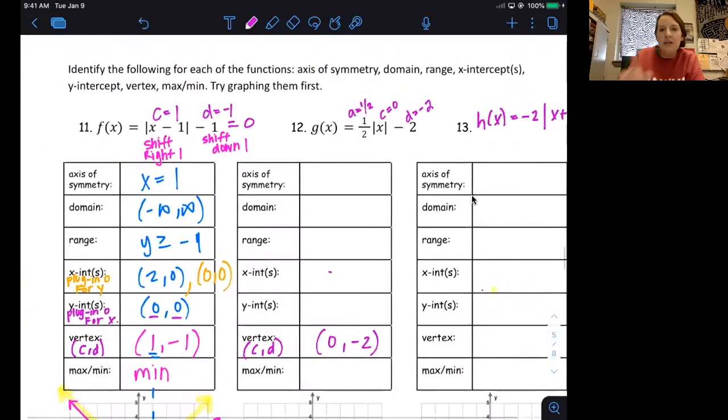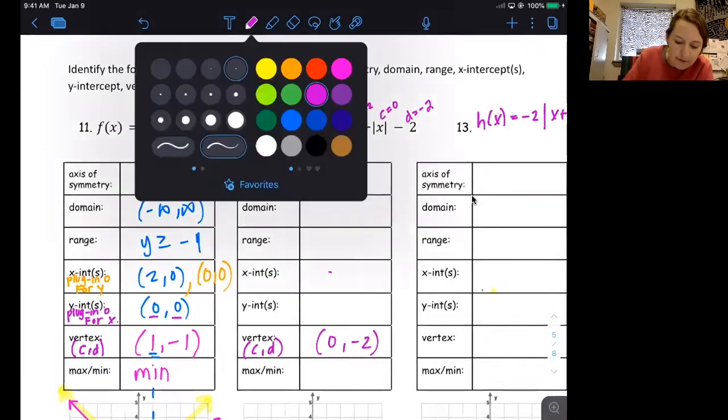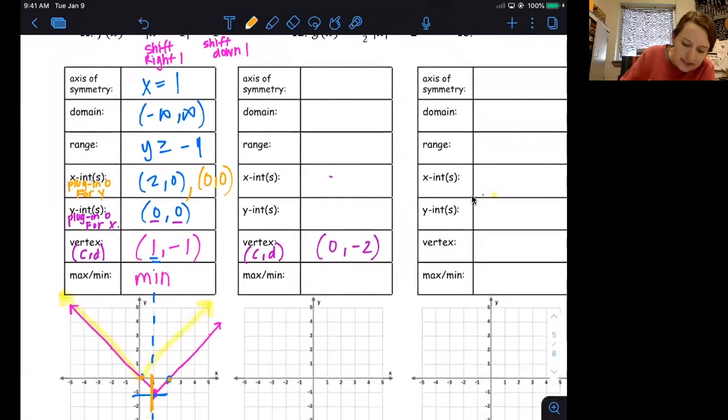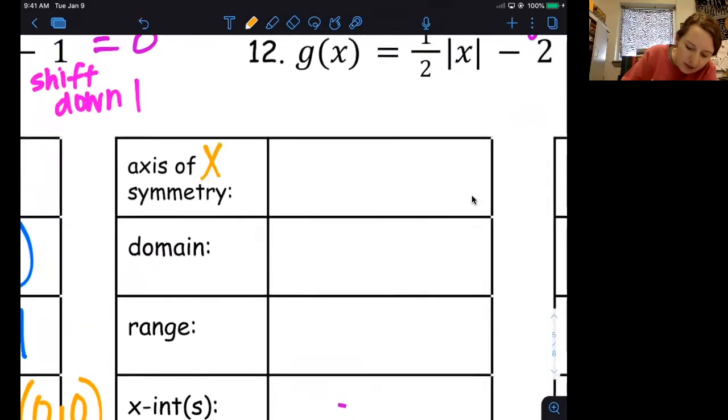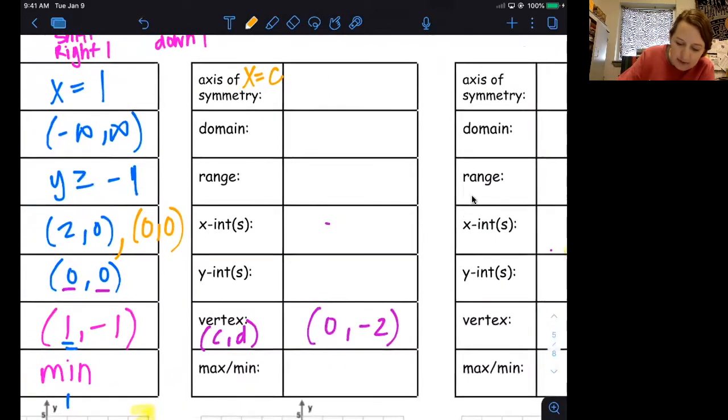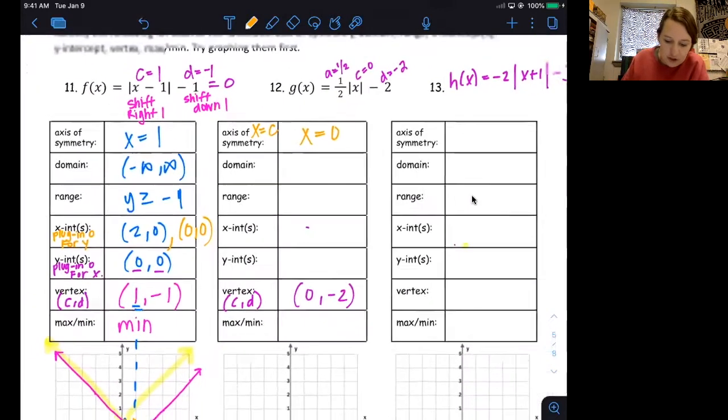Okay, I also mentioned on the previous example that the axis of symmetry always passes through the x value of your vertex, because your axis of symmetry always passes through the vertex right here, and it's always x equals. So you can say that your axis of symmetry is on the line x equals c. So here my c value is 0, so my axis of symmetry is at 0. So let's go ahead and graph this and see if that's true.